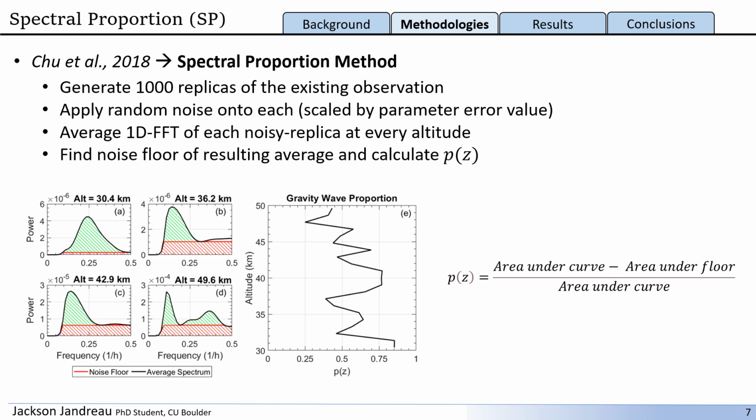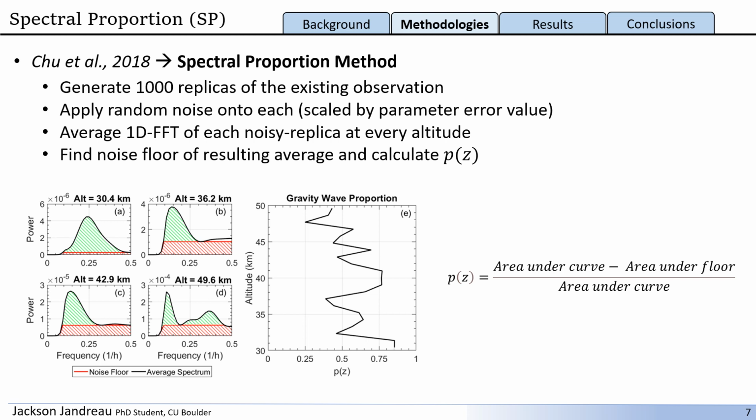The spectral proportion method uses a Monte Carlo approach. It takes the sample of data, generates 1,000 copies of it, and applies random noise onto each, which is scaled by the square root of the error value at each point. Then, for every altitude, a 1D FFT is generated and averaged across all 1,000 samples. The resulting average will then contain peaks sitting atop a noise floor. A ratio of peak to floor energy is calculated, which represents the proportion of the signal which is caused by the wave. This is the value that will be used to scale the EPM.